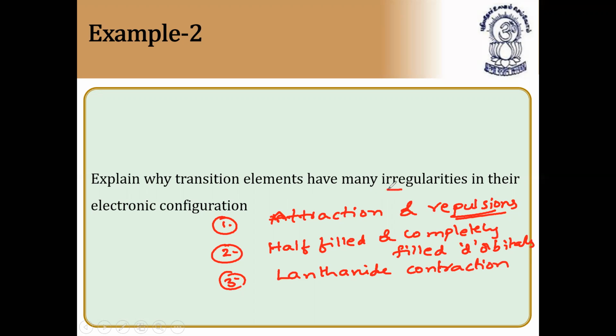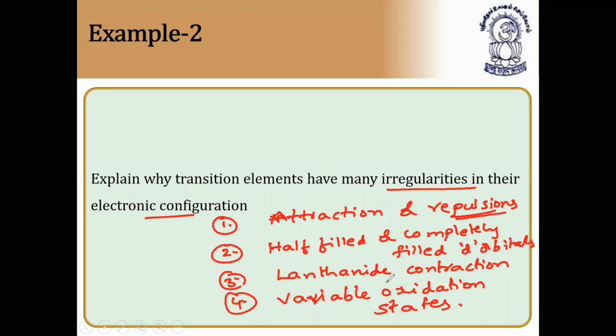Even more important is due to variable oxidation states, because they do not have only one valency, they have more than one valency. So all these are the four reasons. Based on this, we have many irregularities in their electronic configuration. Please copy down in your classwork.